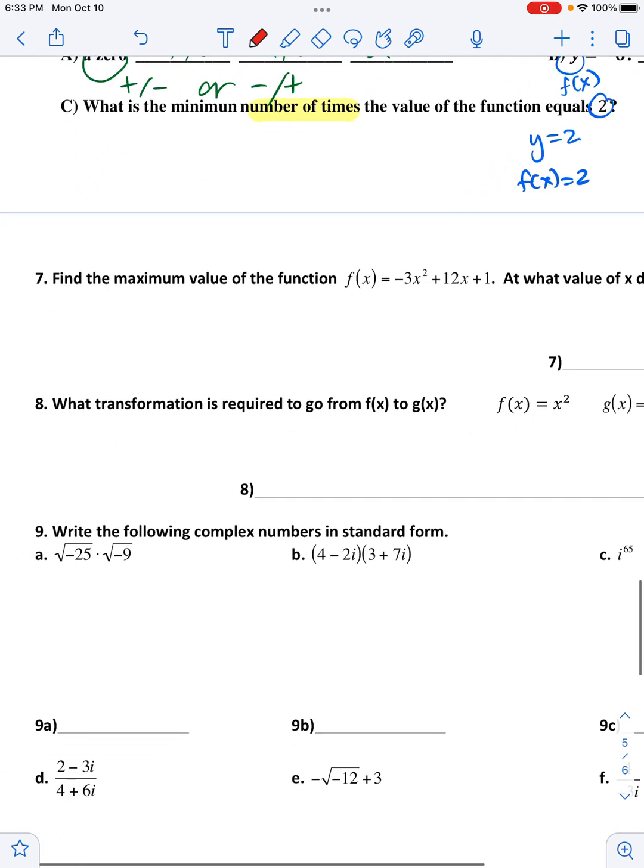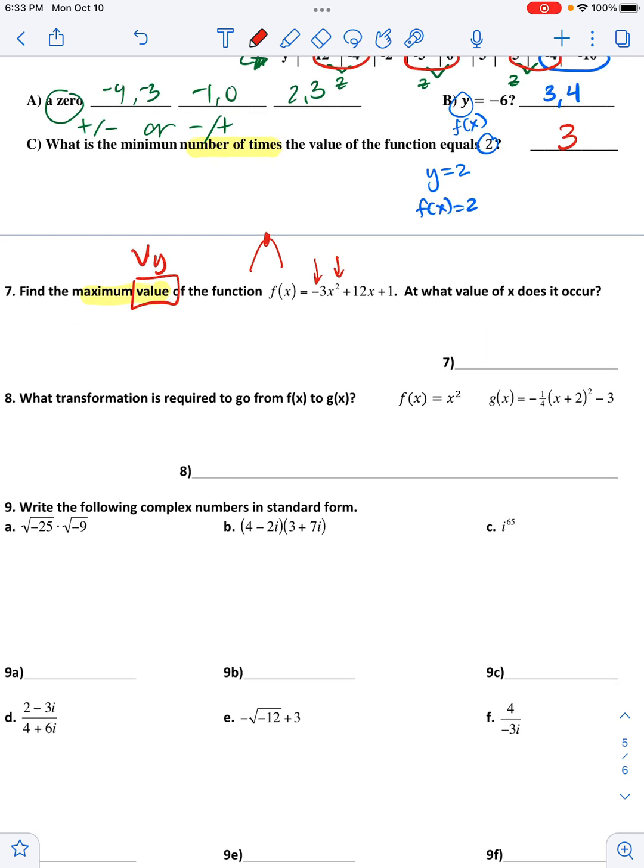All right, let's take a couple more. Find the max value. Okay, max value. I'm back to doing my chart, my quadratics, because I can see right here, this is a parabola. It opens down because that's negative, so the vertex is going to be the max value. Max value is asking how high is the high, so it's asking for the y coordinate of the vertex, but when it says at what value of x does it occur, it's asking for the v sub x.